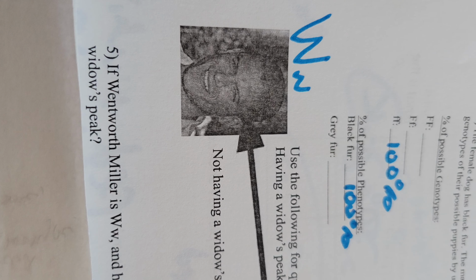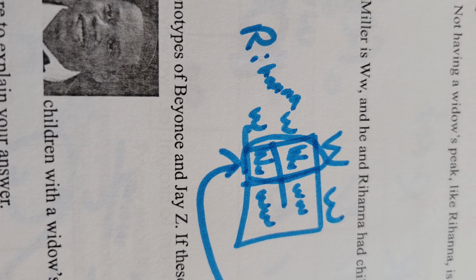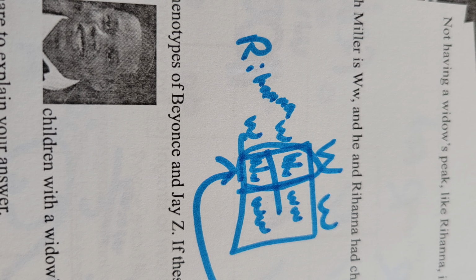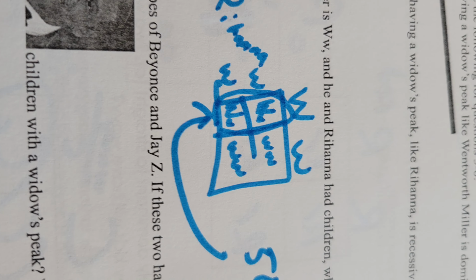We've got Wentworth and Rihanna. The widow's peak is dominant, and they say he's hetero. And Rihanna has no widow's peak, so she is homo recessive. If we mate the two of them, then we see that two of the boxes will have the capital W, which codes for widow's peak, and that is 50%.